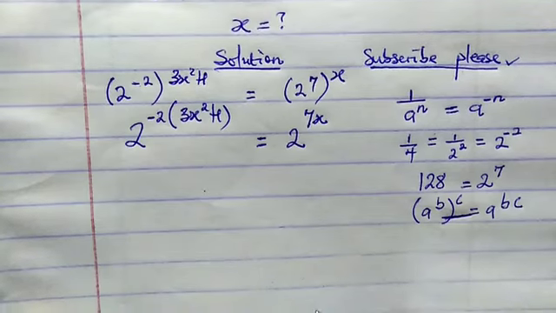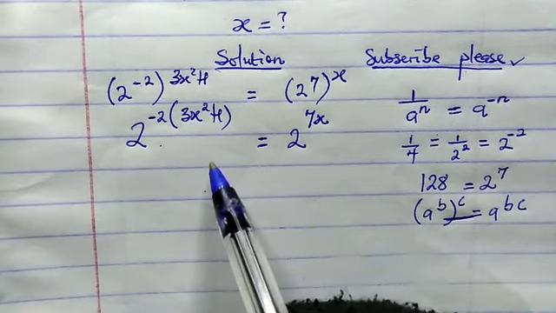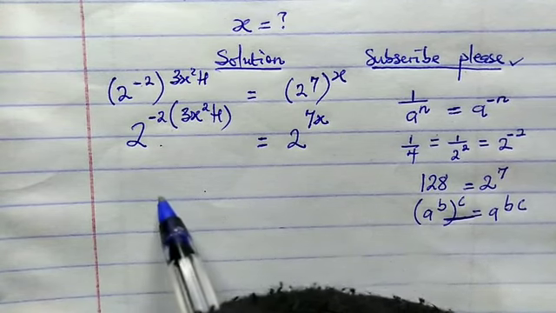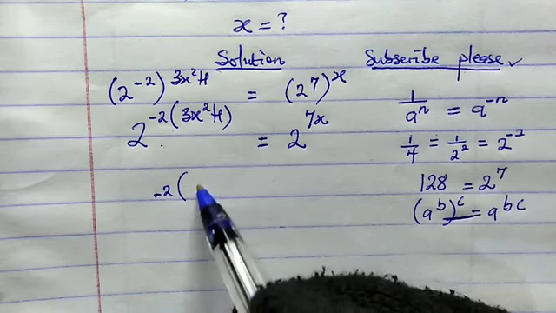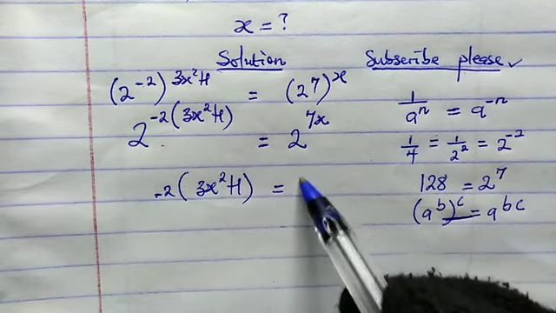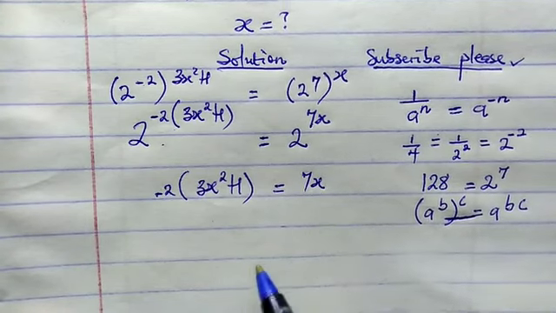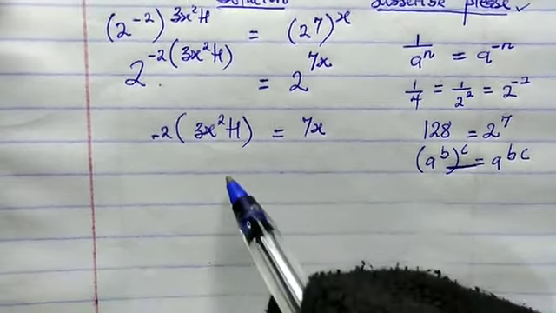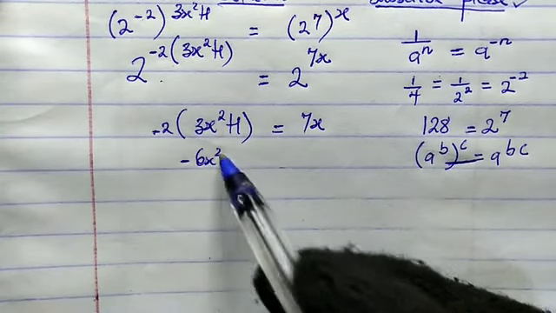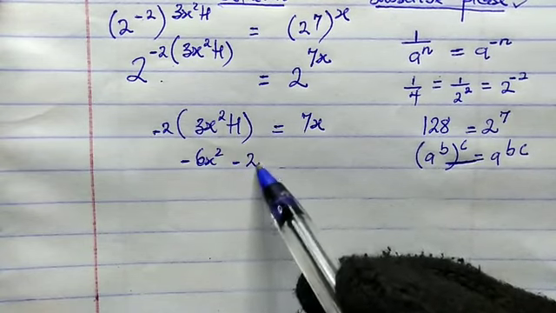So we can see that we have the same bases on both sides, so we are going to equate the powers. From here we have negative 2 into bracket 3x squared plus 1, equal to 7x. Let us open this bracket. So here we have negative 6x squared minus 2.